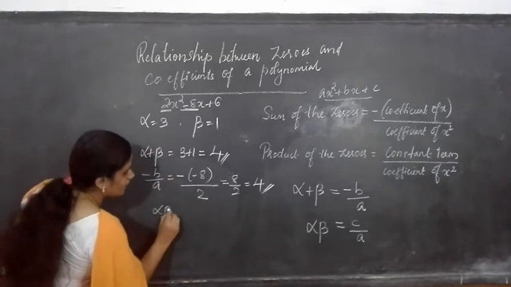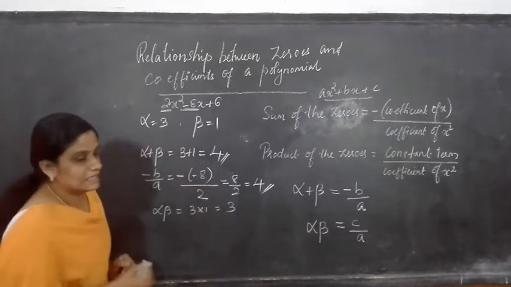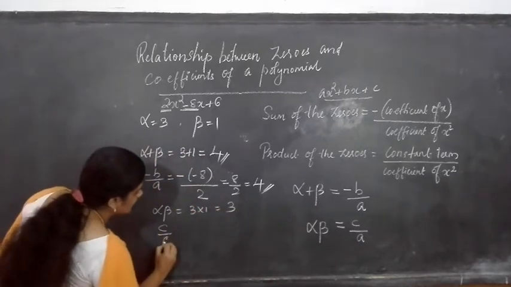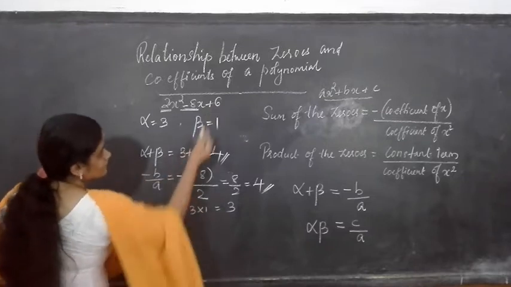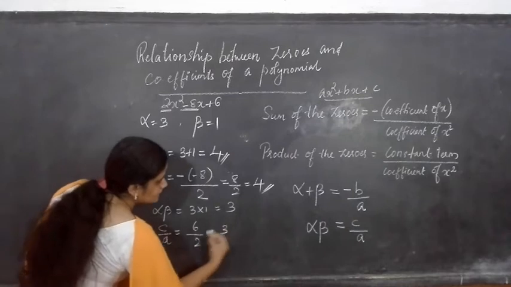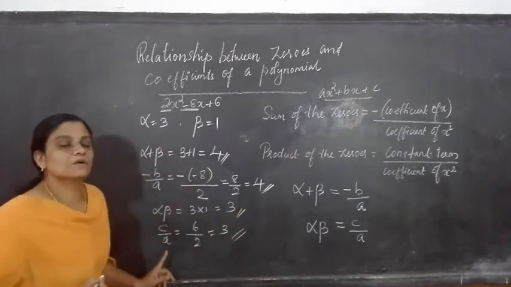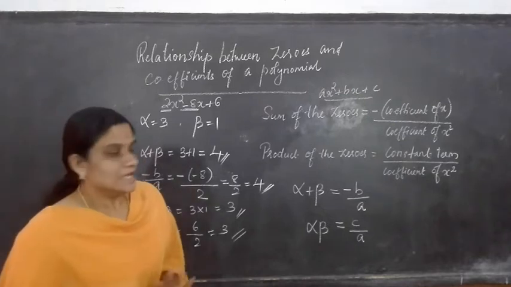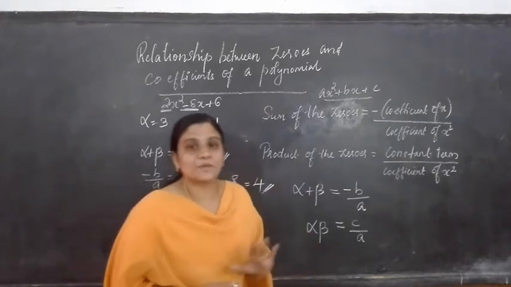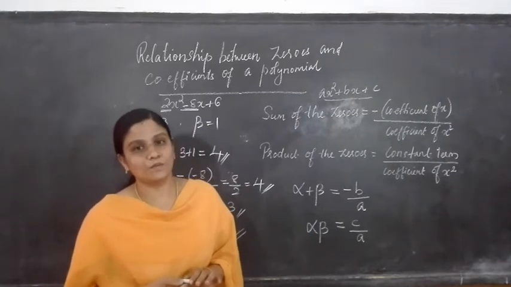That is alpha beta is equal to 3 into 1, which is 3. Is it? Now the next one, c by a. What is the constant here? 6 by a, 2. That is 3. So are we getting the same answer? Yes. Therefore, alpha beta is equal to c by a. So these are the two relationships between the zeros and coefficients of a quadratic polynomial.